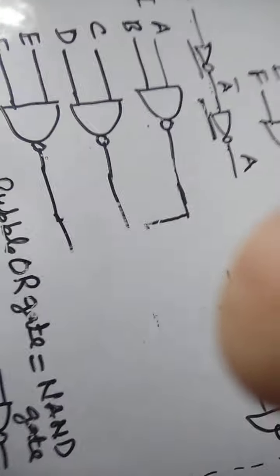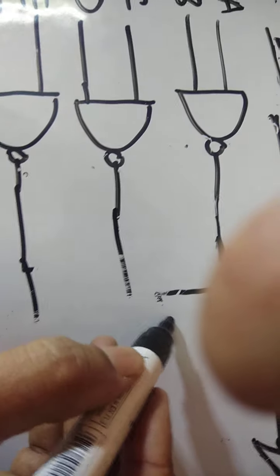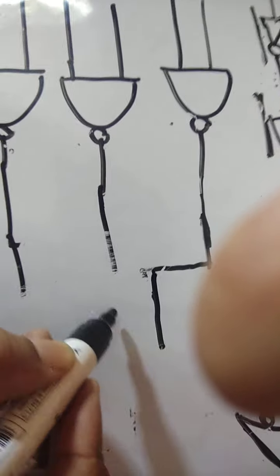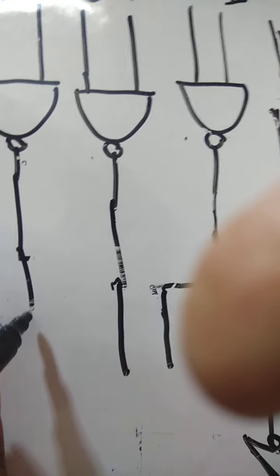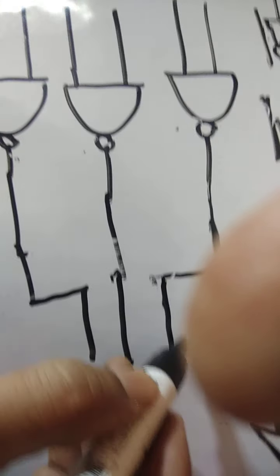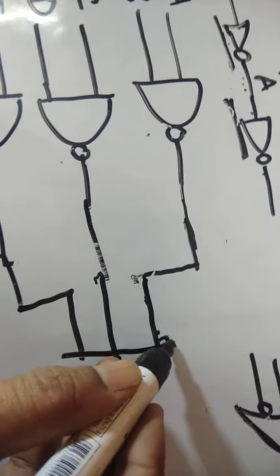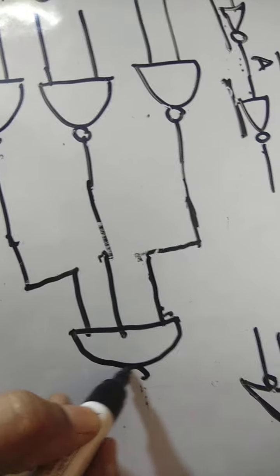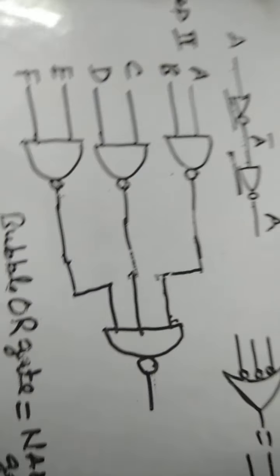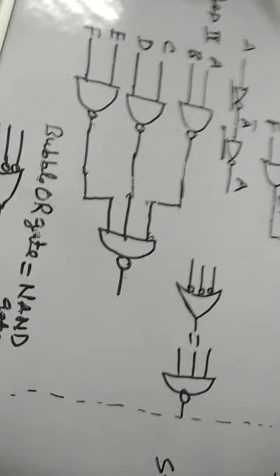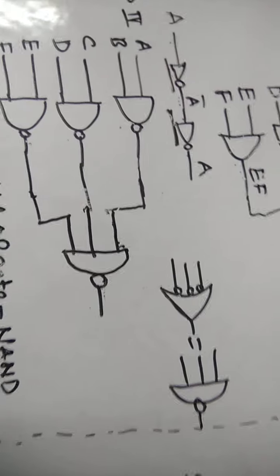It means that bubble OR gate equals NAND gate, so we replace this circuit with the help of NAND gate only. We can take a simple example of this and make the circuit. The whole circuit expression becomes bubble OR gate equal to NAND gate. We can take a simple example of others.